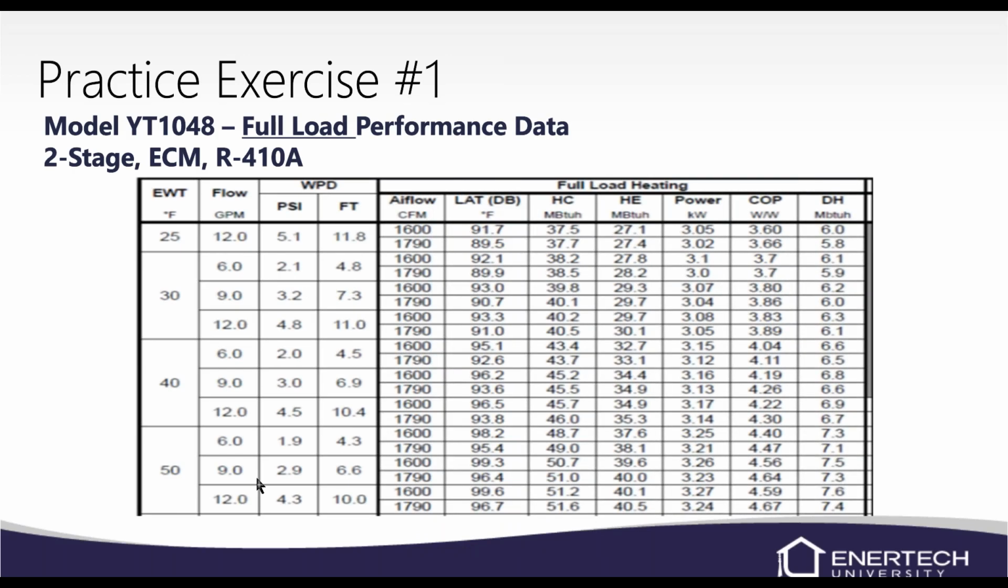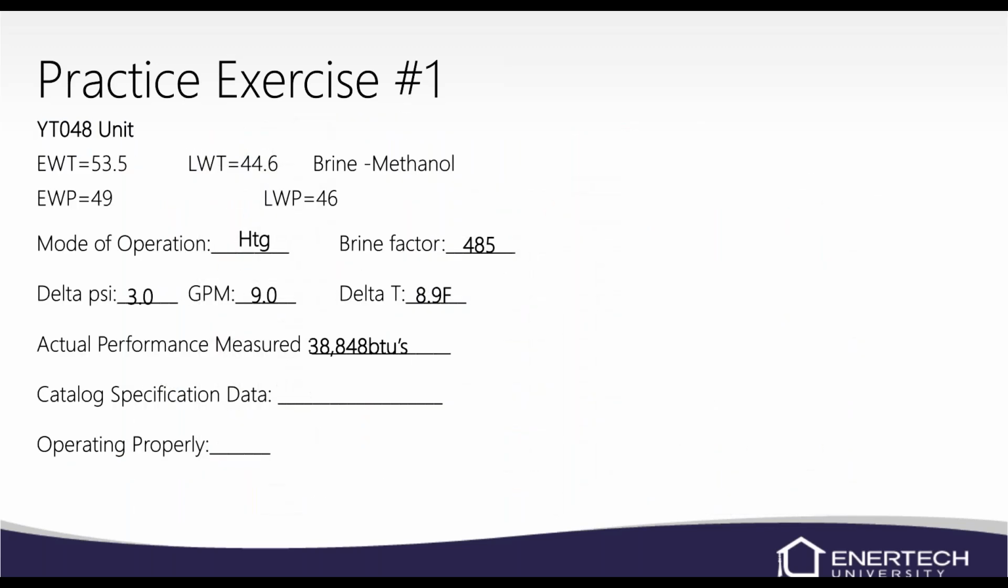We'll look up in the spec book, again, back to the 50 degree entering water, 9 GPM. And see here, we are listing two CFM levels, 1600 and 1790. We told you it was 1600. So now we go to our HE, which is heat of extraction, not our HC, HE, and follow that down. That tells us 39.6. That's 39,600 BTUs. So we'll remember that number. We measured 38.8, catalog spec for 39.6.